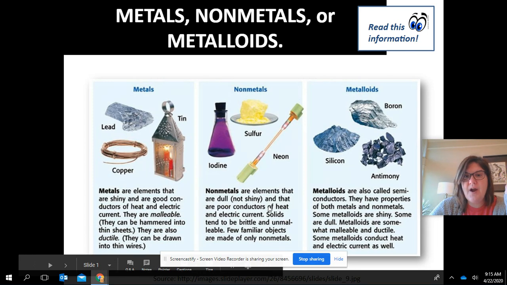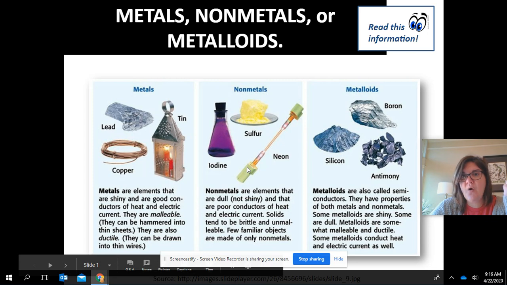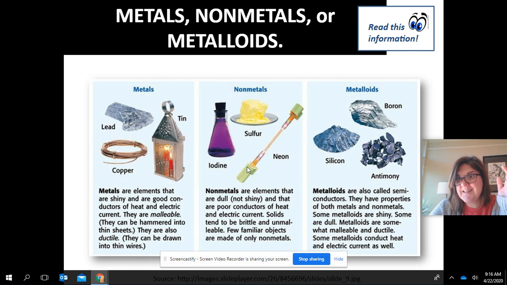Nonmetals are elements that are dull, not shiny. Poor conductors of heat and electric current. Solids tend to be brittle and unmalleable. Few familiar objects are made of nonmetal stuff. Nonmetals can be things like gases, and then other things like sulfur, when they're occurring in nature, they're not shiny. Your nonmetals, they're brittle. I can break them pretty easily, and so on.